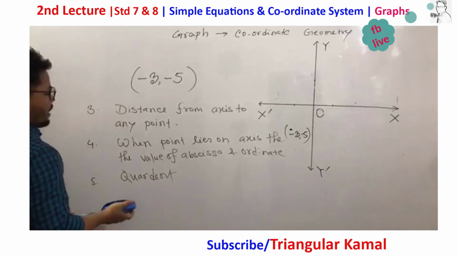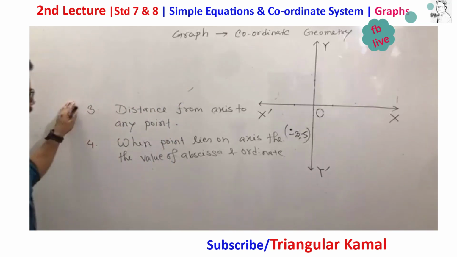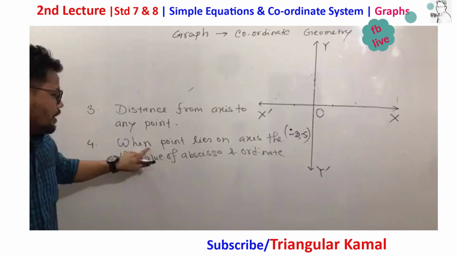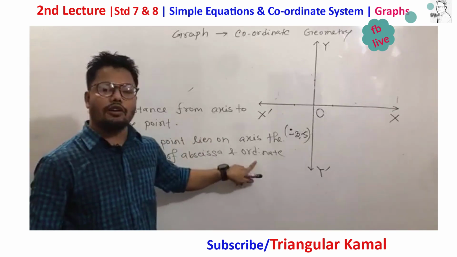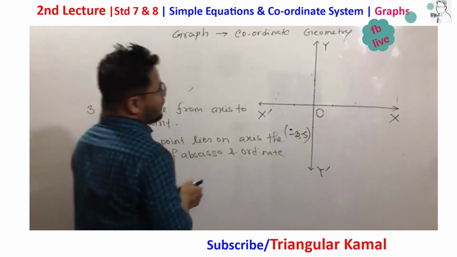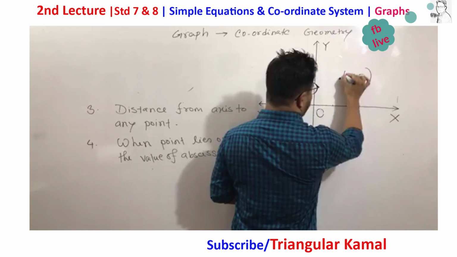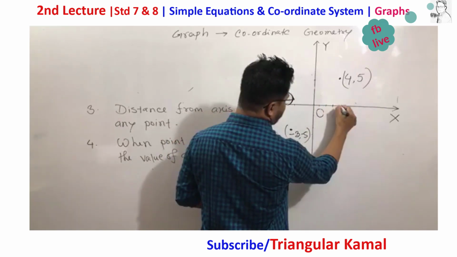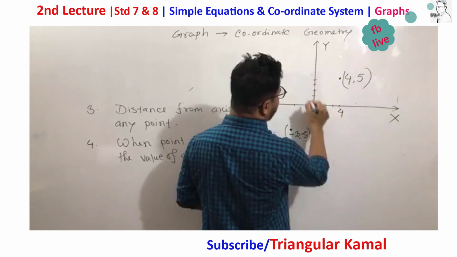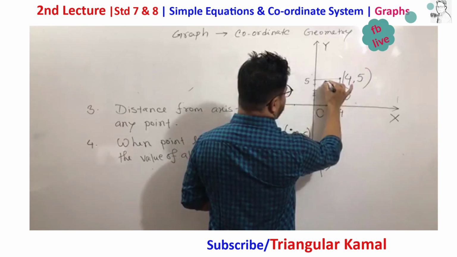Now my dear students, this is another quadrant already done. And these are two most important questions, not only in class 7 but also in class 8 and 9. When the point lies on the axis, the value of abscissa and ordinate, and the distance from axis to any point. If we write here 4 and 5, 1, 2, 3, 4 and 1, 2, 3, 4, 5, definitely this is 4 and this is 5.